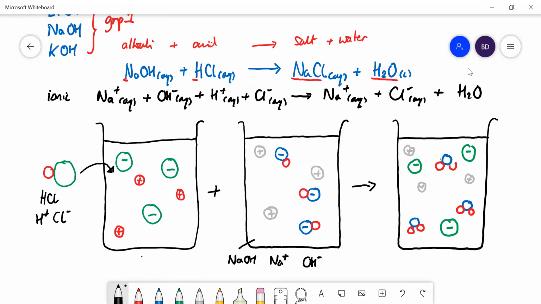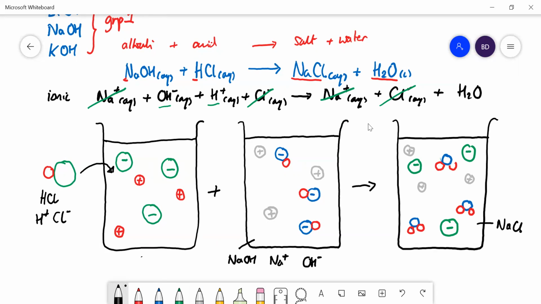So you can see we cross out anything that doesn't change. That will be the spectator ions. The sodium ions don't change, and the chloride ions don't change. So all that's happening is the H plus ions are reacting with the OH minus ions to make water. That's what's happening in that neutralization reaction. We've got sodium chloride in this beaker, but the sodium ions and the chloride ions haven't really changed at all.